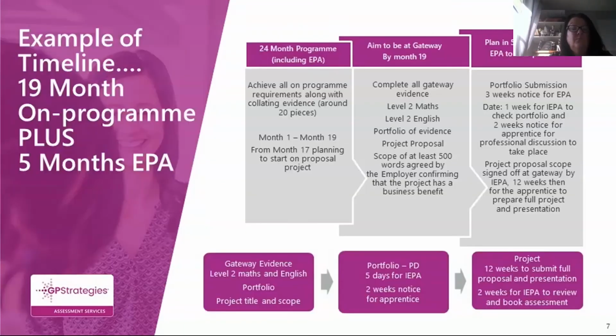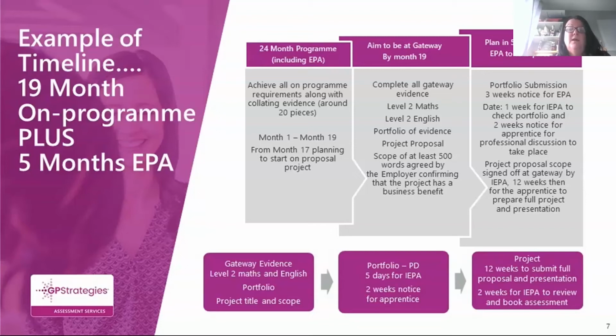So this is the timeline that I wanted to talk about, and it'd be good to get your feedback. So if you wanted to pop anything into the chat box, that would be great. I've just worked out here an example of a timeline. So if we're looking overall at 24 months on programme, and that is including the EPA, I've worked it out as a 19-month on programme, and then that 5 months that you try and build in for your endpoint assessment.